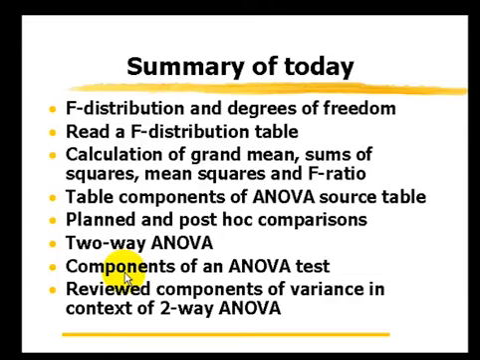We talked about, from the textbook, calculation of the various components of a table of an analysis of variance. We talked about the calculation of the grand mean, the sums of squares, the mean squares, and the F ratio. And then after calculating those, we talked about what an ANOVA source table would look like and where each of those figures would be found within that source table.